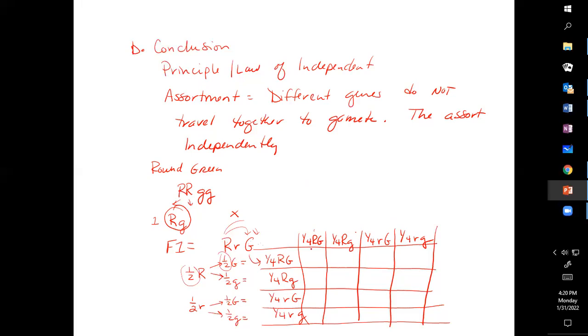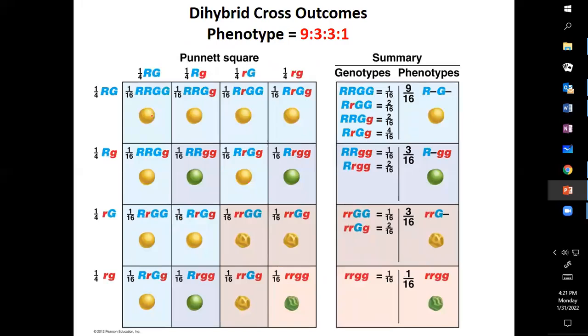And so when we write the genotypes of the possible offspring, we write the alleles of the same gene together. So this would be big R, big R, big G, big G. This would be big R, big R, big G, little g. Big R, little r, big G, big G. Big R, little r, big G, little g. So these are the possible genotypes in the first row. What do we have here? We have round, yellow in every case. They all have that dominant phenotype.